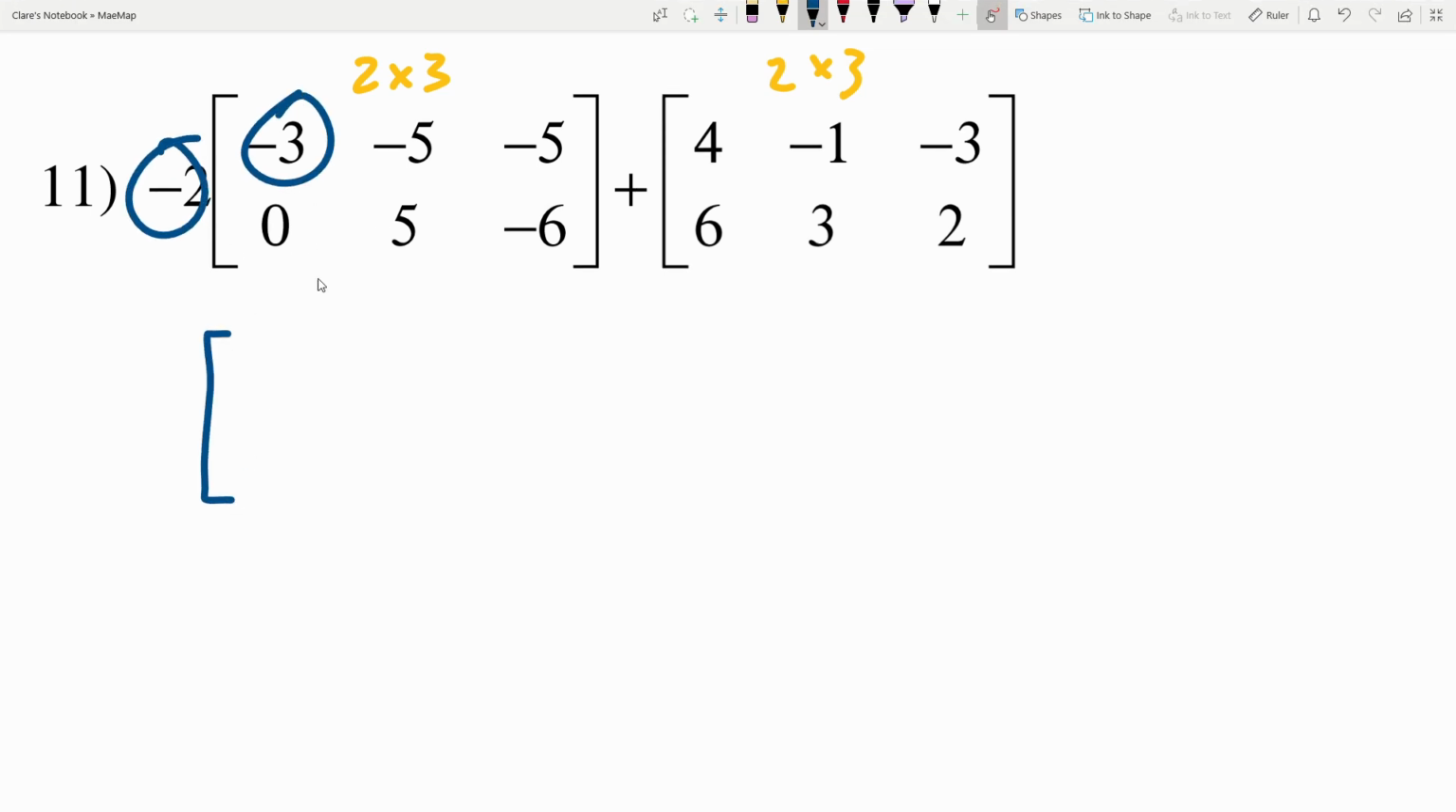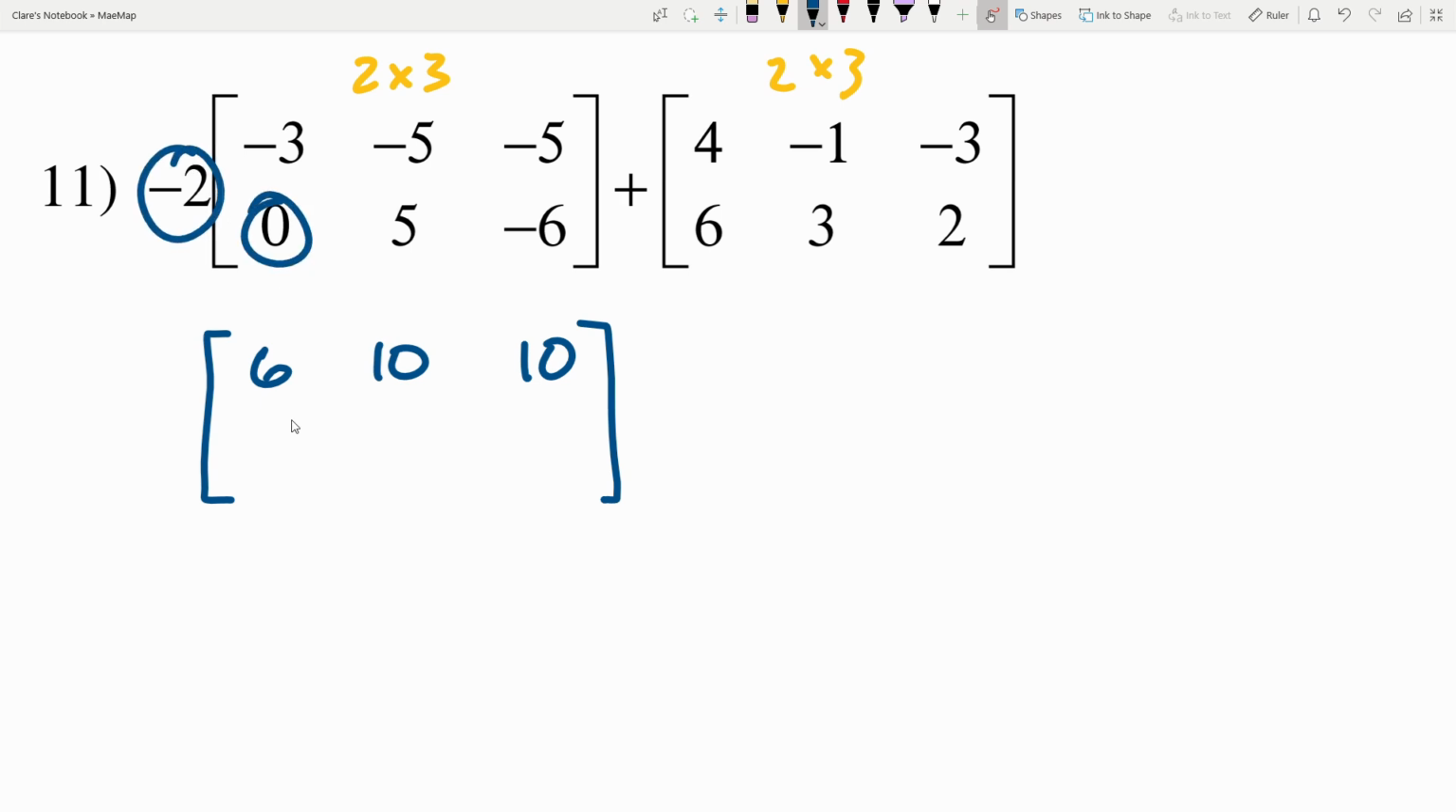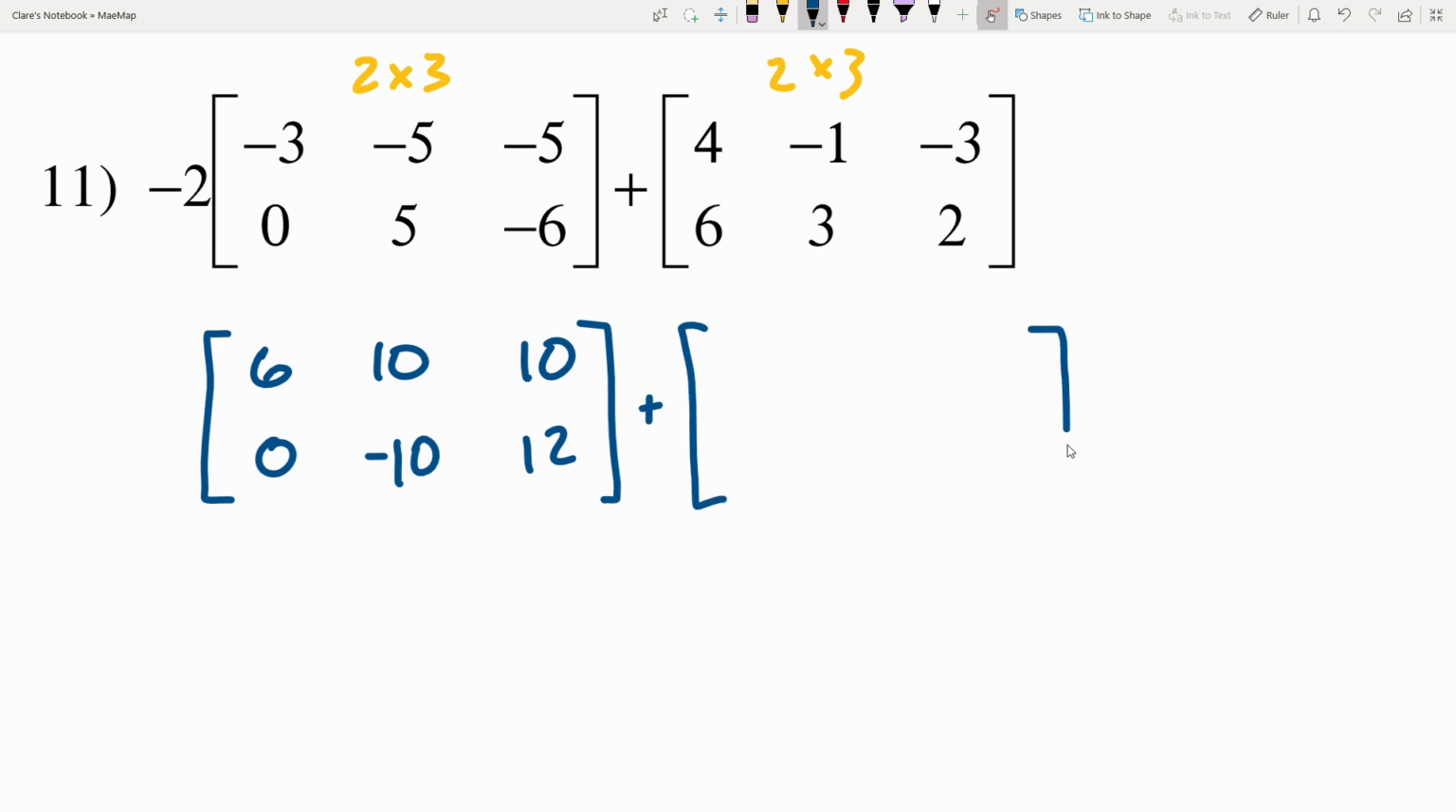Negative 2 times negative 3 is a positive 6. Negative 2 times negative 5 is a positive 10. Negative 2 times negative 5 is a positive 10. That's my first row. Now, negative 2 times 0 is 0. Negative 2 times 5 is a negative 10. And then negative 2 times negative 6 is a positive 12. So after completing scaling that first matrix, I'll add that to 4, negative 1, negative 3, 6, 3, 2.